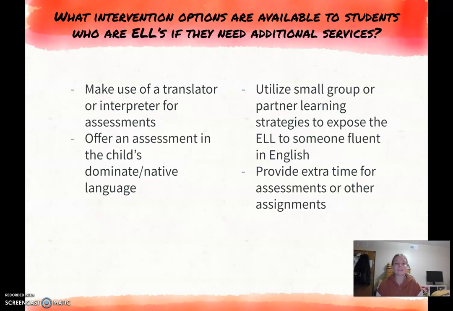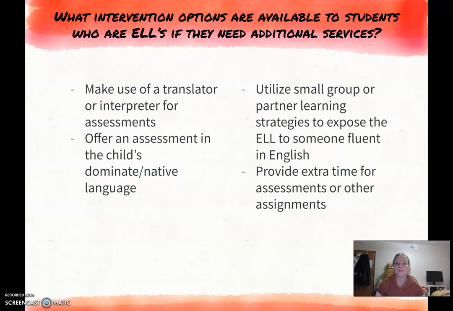A lot of the times when assessing a student, the first step is to determine if they have a language that is more dominant than English. If that's the case, they should give the assessment in that language. That way they can get the best and most accurate results on the knowledge that they are being assessed on, and the language barrier isn't disabling them or hindering them in that assessment.